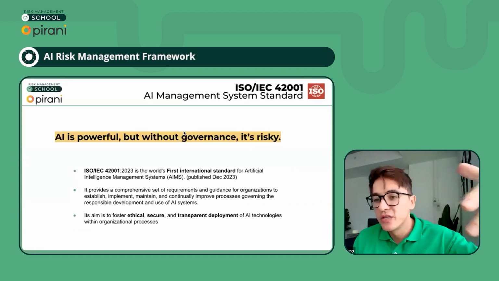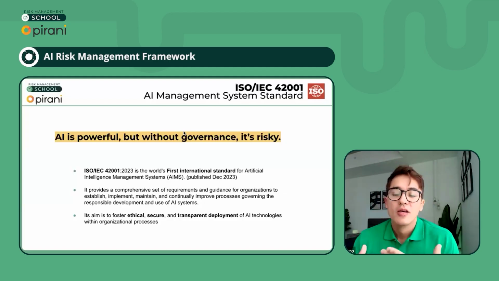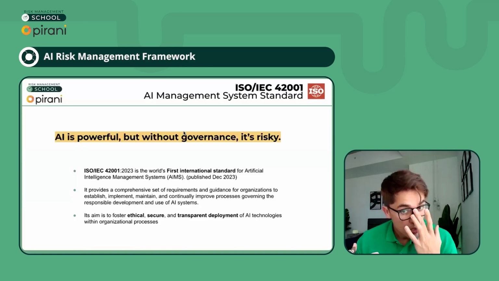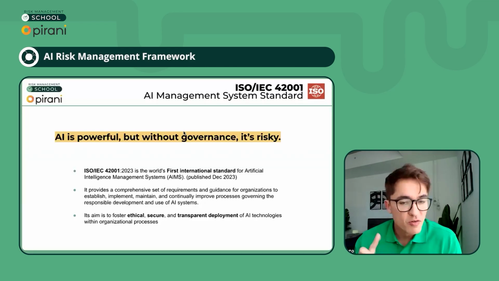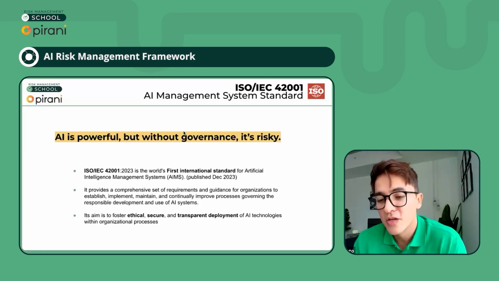Maybe you already consulted the MIT AI repository. But then, how can I comply, or how can I do things correctly in this uncertainty of AI risks? So ISO published ISO 42001, the world's first international standard for artificial intelligence management systems, published just in December 2023. Because AI is powerful, but without governance, it is risky. It provides a comprehensive set of requirements and guidance for organizations to establish, implement, maintain, and continuously improve processes governing the responsible development and use of AI systems.